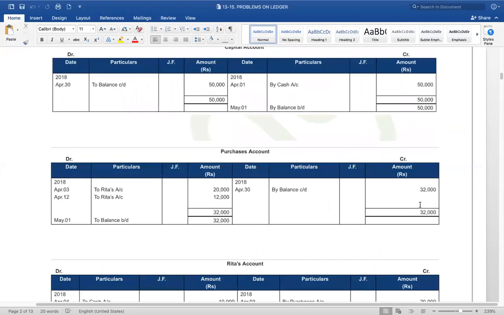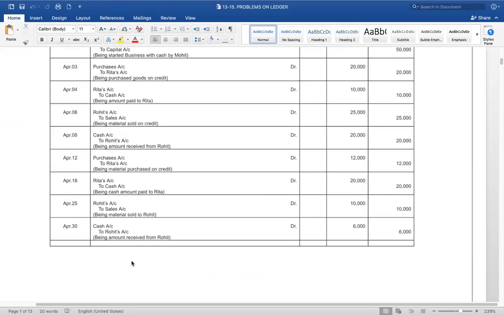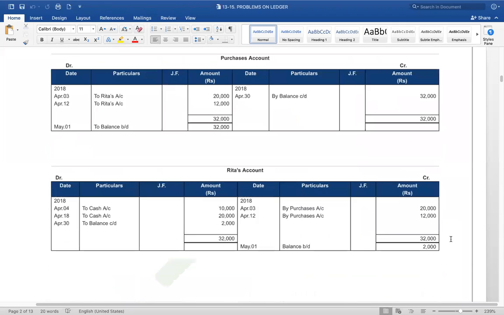Next, Rohit's account. You find here one Rohit. Next. 25th, sir. 25th. 2, 3. That's it. 3 only. Check it. 3, sir. Okay.